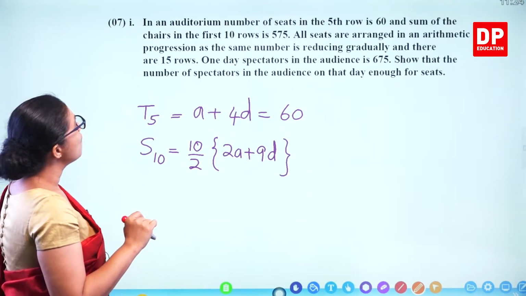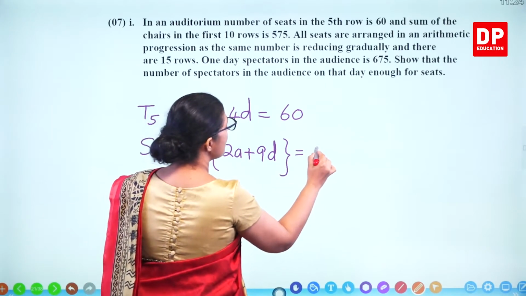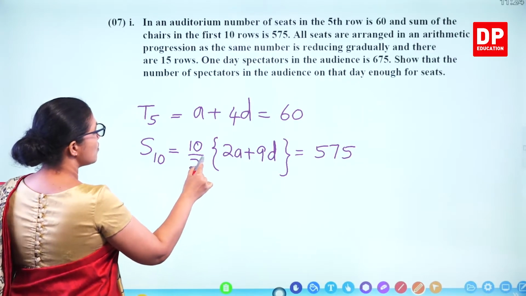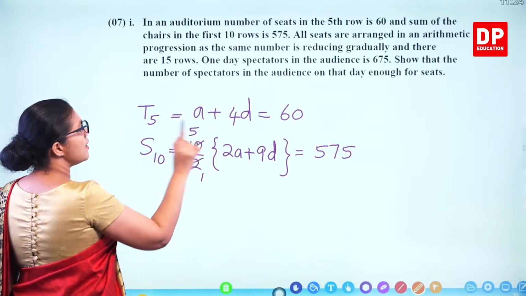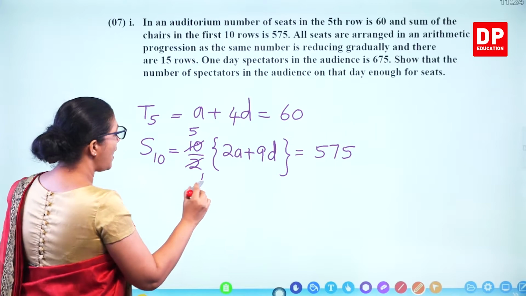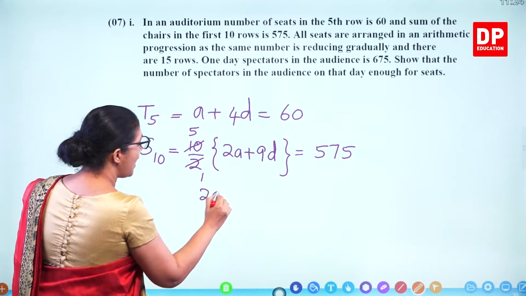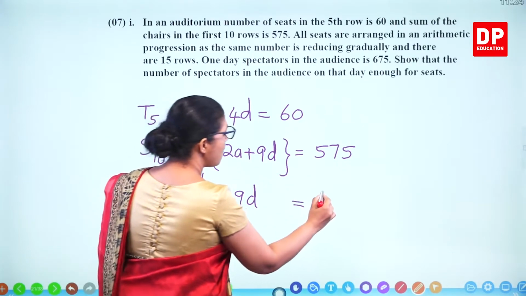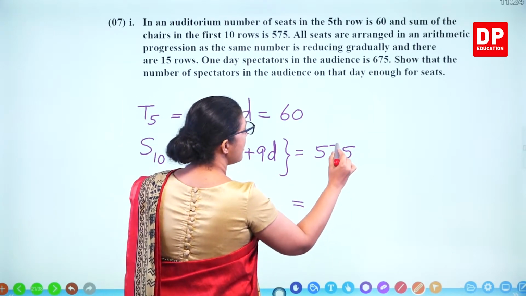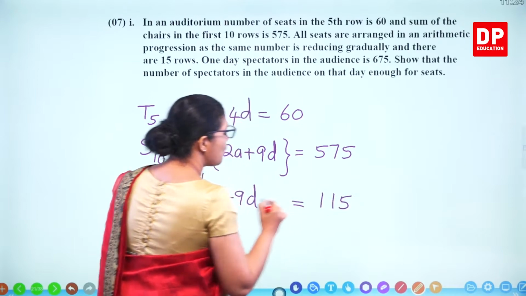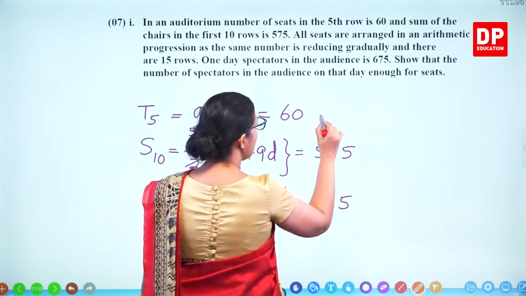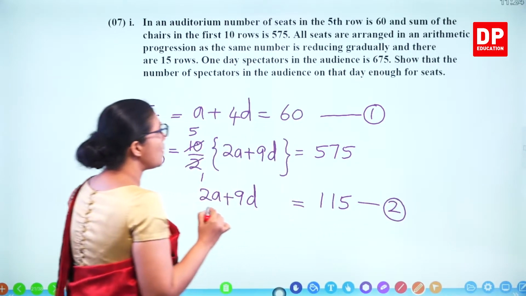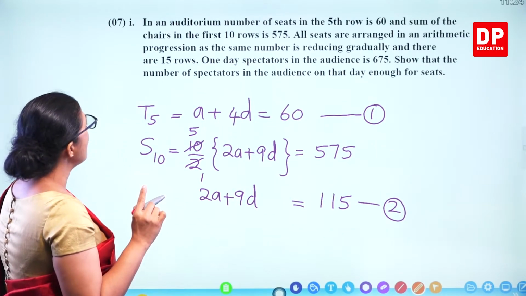is equal to S10. That's 575. So we need to simplify this. 2 times 1, 2 times 5. Divide the whole equation by 5. You get 2a plus 9d equals, divide by 5, 1, 1, and for 25, that's 5. So that's your second equation. So this is the first equation. This is your second equation. And what's the next one?